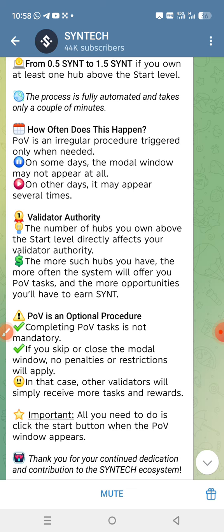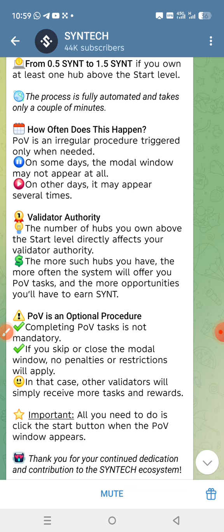Now, the more such hubs you have, the more often the system will offer you proof of validation tax, and the more opportunities you will have to earn Synt. What it means is this: if you have two hubs apart from the free one, and somebody has three or four hubs apart from the free one, the person with more hubs will stand the chance of validating more often than you.